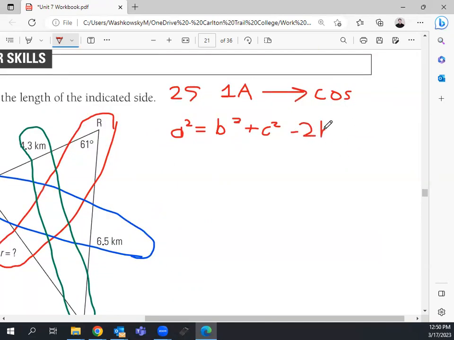Minus 2BC, and then it's cosine of A. And remember, all of these have little multiplication symbols between them. The 2 and the B, there's a times symbol between there. The B and the C, there's a times symbol. Up here? This is just two sides, 2s.